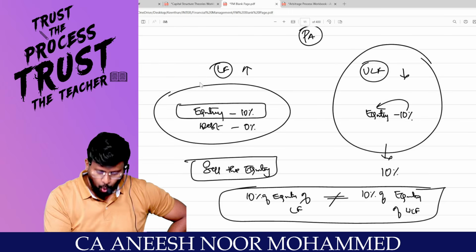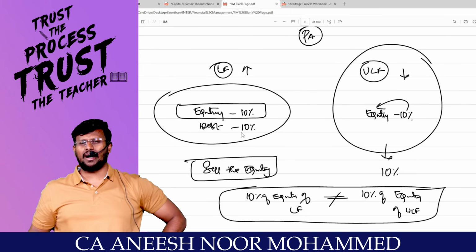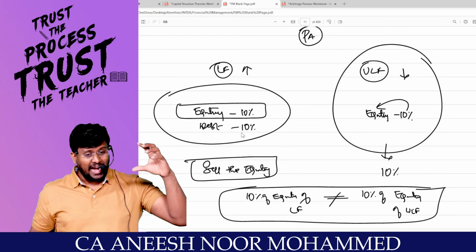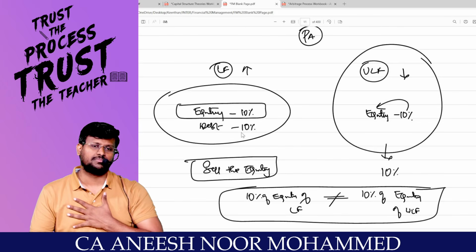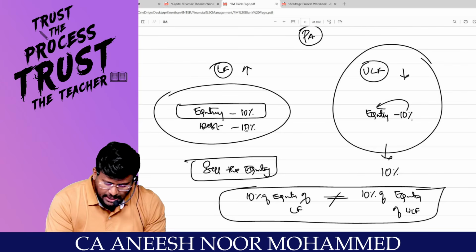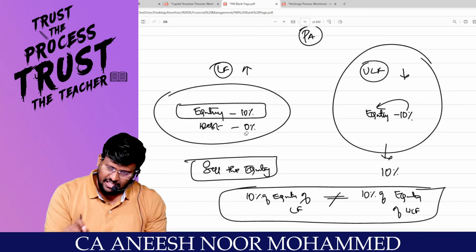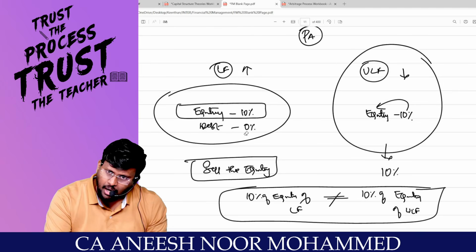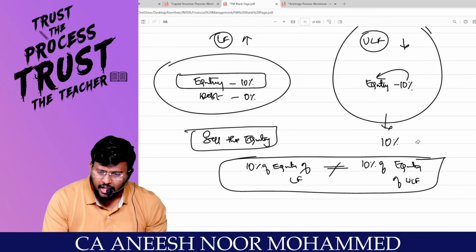Because if I hold the same percentage, 10% in debt too, then I can say that I am holding 10% in equity and 10% in debt, a total of 10% of the company. But now I am holding 0% in debt. Yes, sir, I am holding only 10% in the equity of the levered firm. By selling that, I can't move into the unlevered firm.